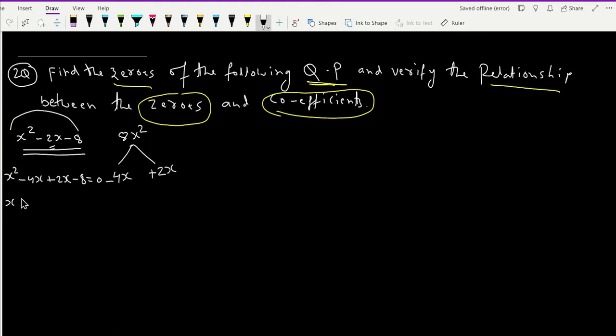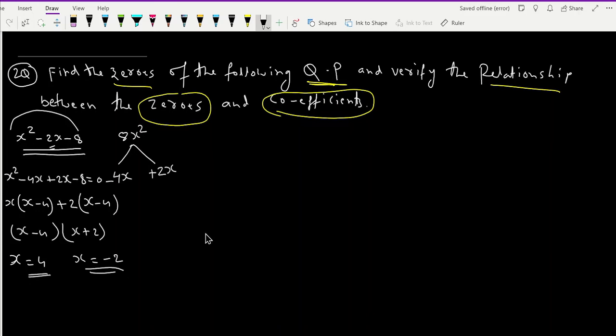I am taking x as common, so I will get x minus 4. Similarly, simply copy this x minus 4 here. And plus is there, write plus here. 2 is there, simply write 2 here. So the zeros will be x minus 4 and x plus 2. So here I will write x is equal to 4. Minus is there, if it comes this side it will become plus. So x is equal to minus 2. So these are the two zeros which I am getting.